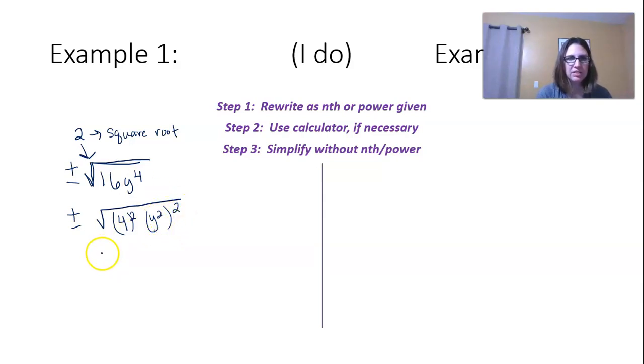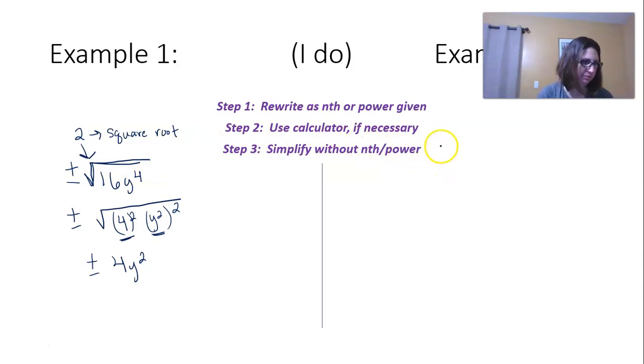So step 3 says simplify without the powers. Once you take the square root of it, you don't need to write those powers up there. You can just break it down to plus or minus 4, which was the number right here, y squared. You just get rid of those powers, okay? And that's how you can simplify it. It's the fastest way I can think of explaining it. All right, let's do another one.